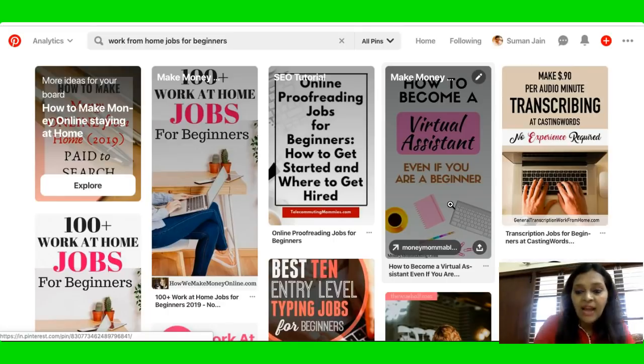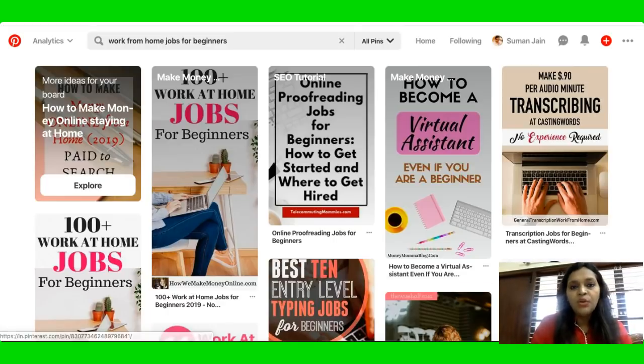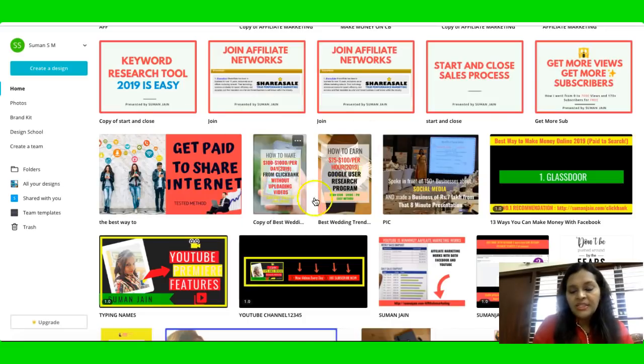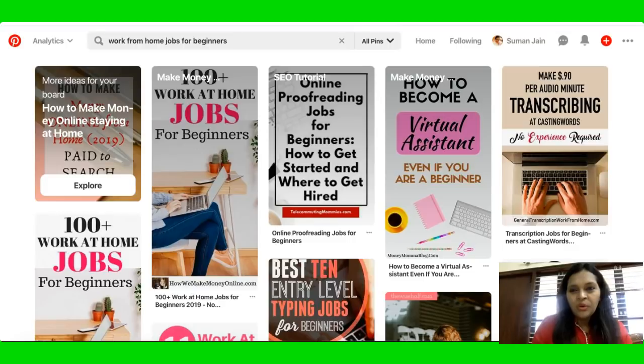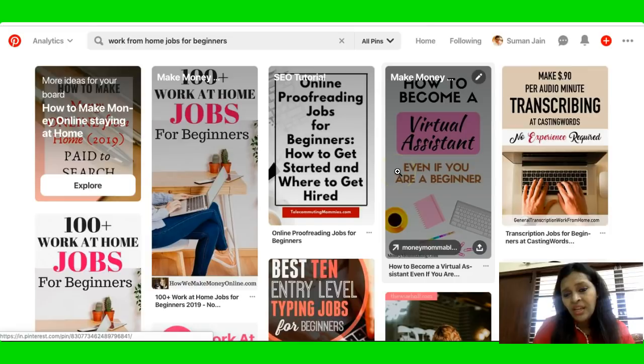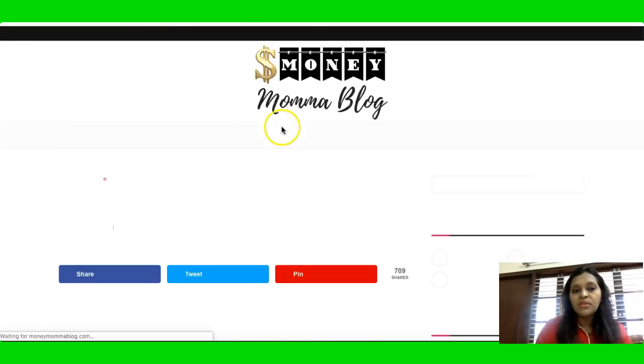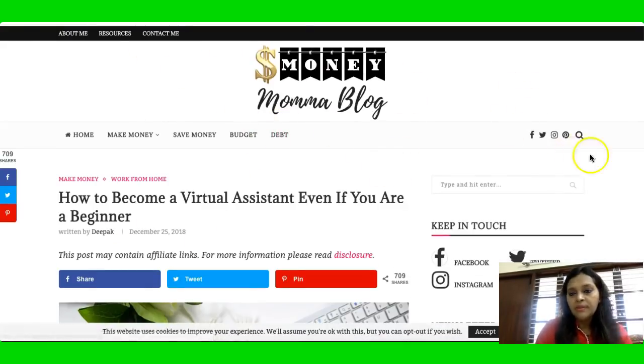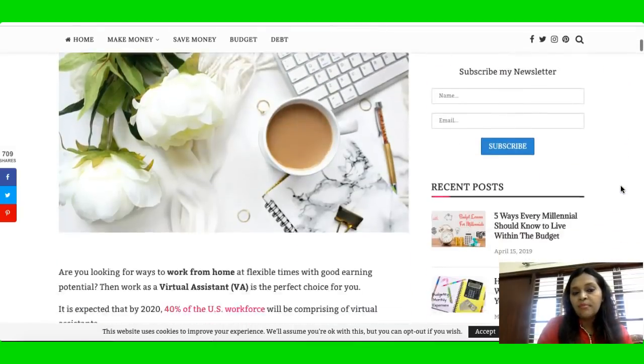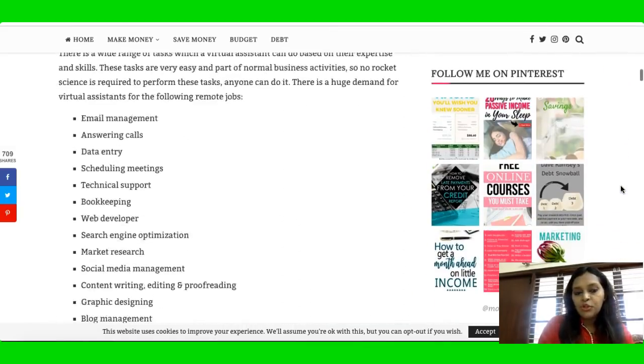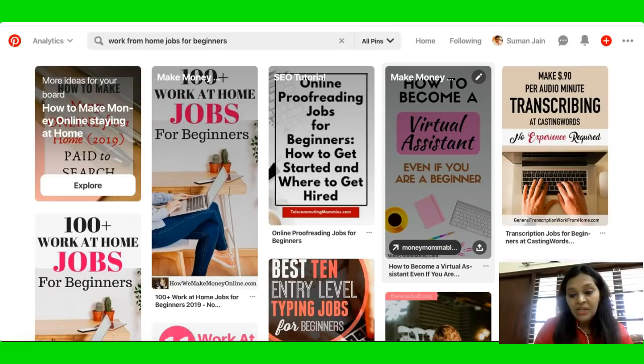Once you have nearly 200 to 300 pins on each board, the main work is to create your own pictures, like these. The pin pictures are clickable, and when someone clicks on them they go to a certain link. Here it goes to one of this person's blogs, and if I do something over here, they get some commissions out of it. This is how Pinterest works.